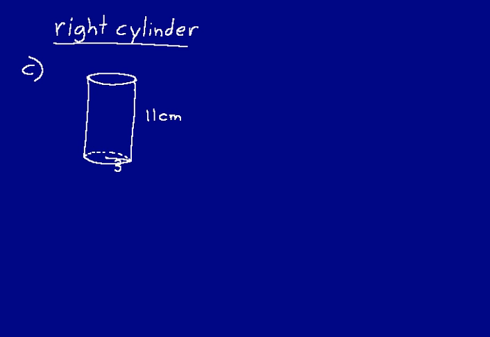Let's go ahead and add some dimensions here. We have a height of 11 centimeters, and then the radius for that base is equal to 3 centimeters. It's kind of hard to see the 3, but that's a 3 down there. Now for a right cylinder, there's basically 3 surfaces that we need to figure out the area for, to figure out the total surface area.